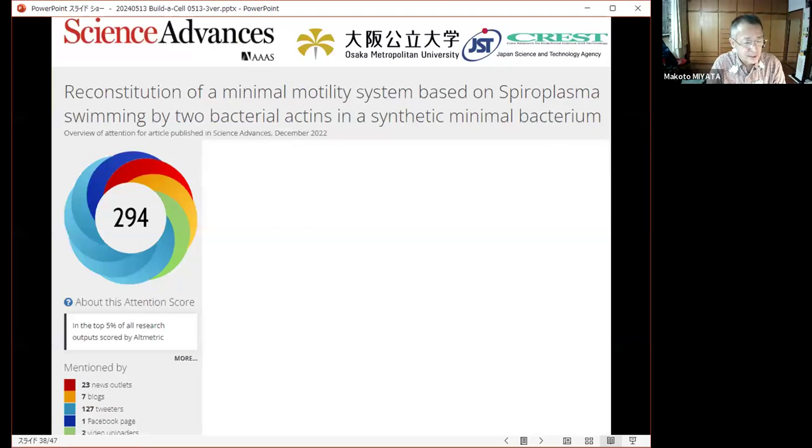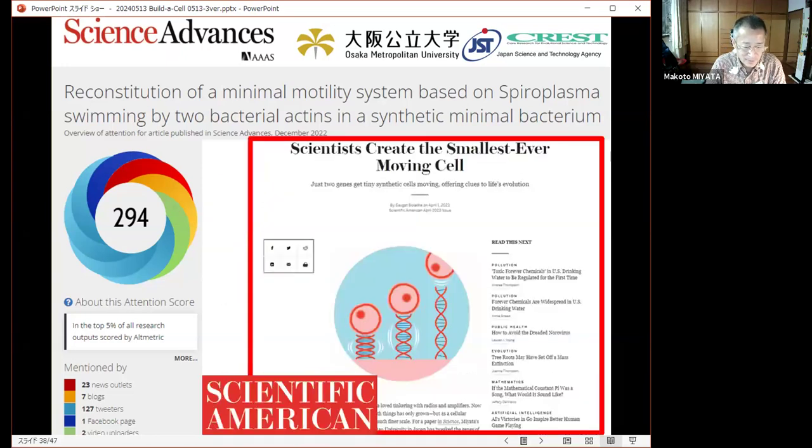Now, this was the paper describing this story, which obtained 300 altmetrics. For me, this is the first experience in my life. And my big surprise was that our paper was featured by Scientific American as a one-page column. I've enthusiastically loved Scientific American and continued to read it for 40 years, so I was very happy about that.